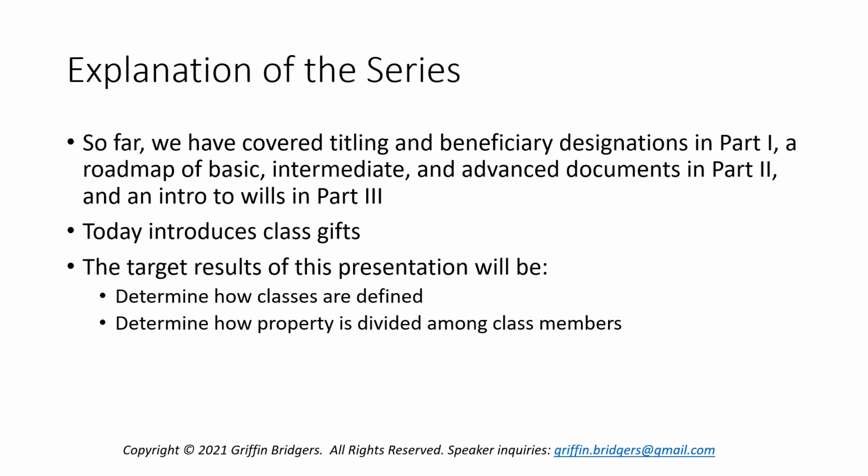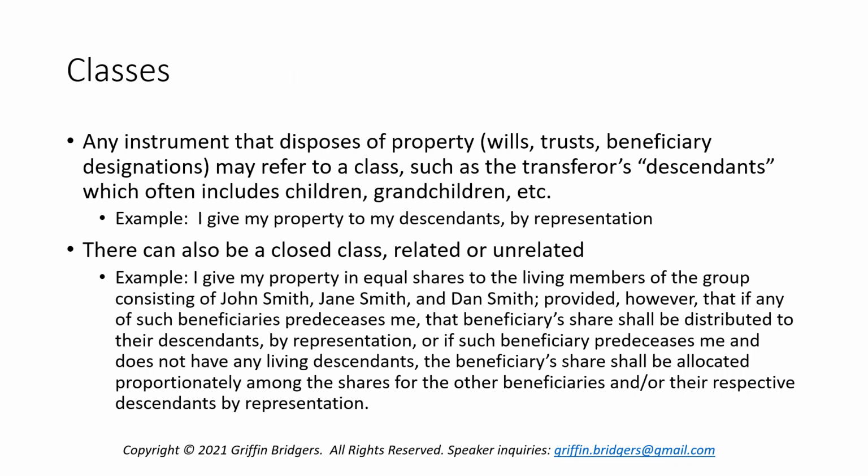Now I'm going to pepper in some language that might be used in a number of transfer instruments, but to start with, it's important to note what transfer instruments we're dealing with. Generally, any instrument that disposes of property, whether it's a will or a trust, or even a beneficiary designation, might refer to a class. Most often, the most commonly used class is the descendants, maybe, of the transferor. So that would usually include their blood descendants, so children, grandchildren, etc. But it could also include maybe adopted individuals, as we'll see a little bit later on. So for example, you might have language in an instrument that says, I give my property to my descendants by representation. That's perhaps the simplest form.